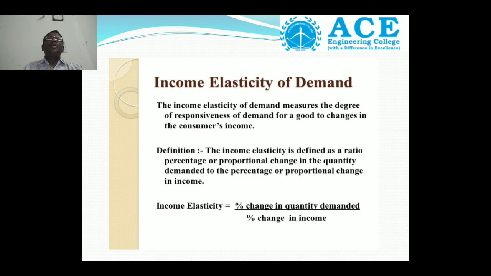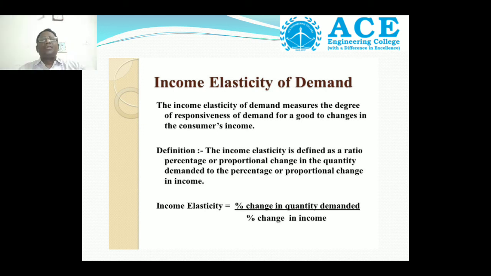So first we should know the definition of income elasticity of demand. Income elasticity is defined as the ratio of the percentage or proportional change in the quantity demanded to the percentage or proportional change in income. So how many variables are they taking here? Two variables. What are they? Percentage change in the quantity demanded and percentage or proportional change in income. On the basis of the definition, we write the formula.